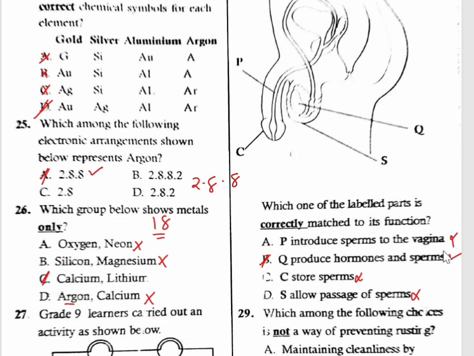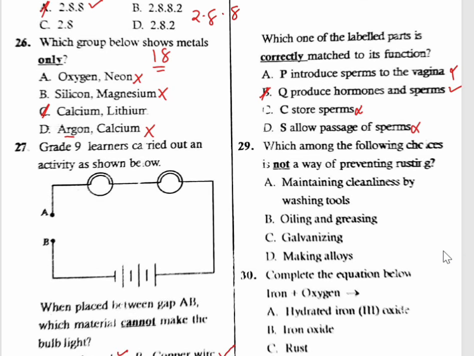Number 29. Which among the following choices is not a way of preventing rusting? We can prevent rust by oiling and greasing, true. We can galvanize by use of zinc, true. We can make other alloys, which is true. And therefore, the way which is not a way of preventing rusting is A, maintaining cleanliness by washing tools. So that is not a way of preventing rust. And therefore, the answer is A.